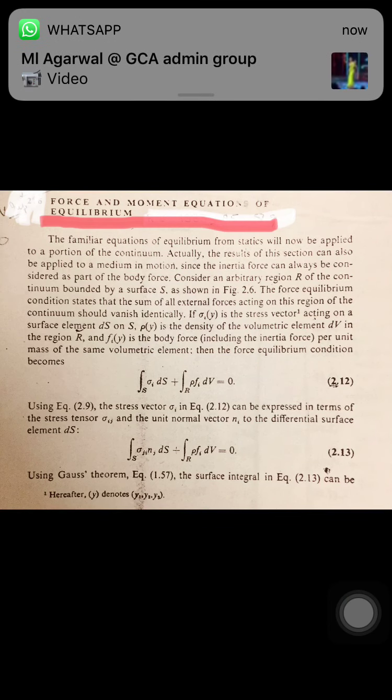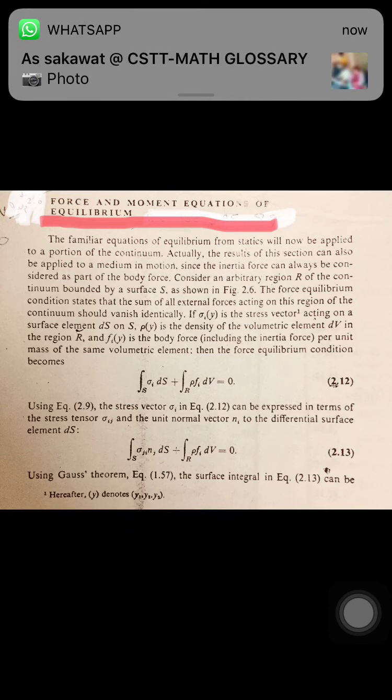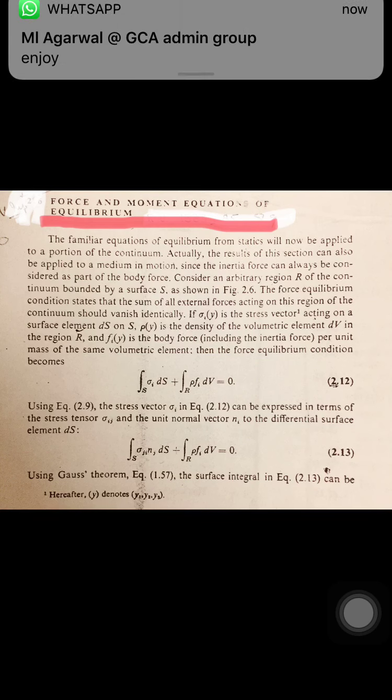Okay, the force equilibrium condition states that the sum of all external forces acting on the region of the continuum should vanish identically. Okay, so first of all we consider the forces which are used in the continuum approach.